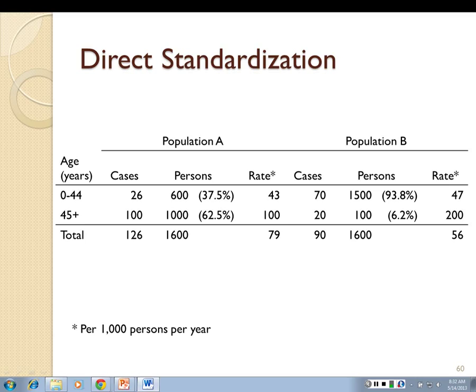So we can see that population A is 37.5% ages 44 and under, while population B is 93.8% ages 44 and under. So what would the case rates look like in group B if group B had the same population as the reference population, in this case population A, instead of its true population?